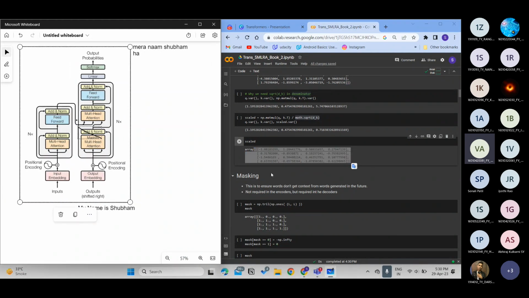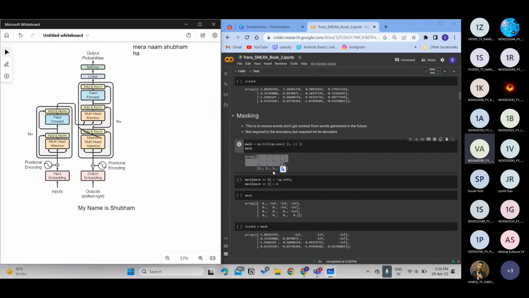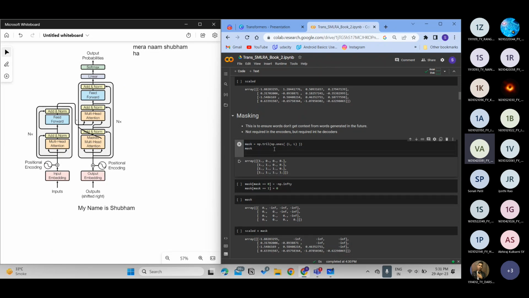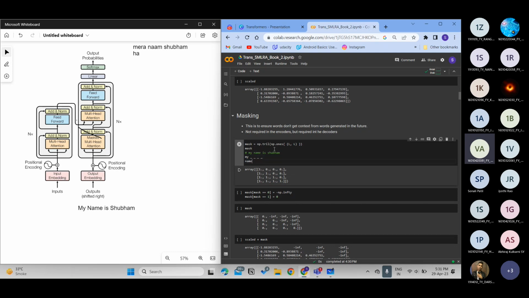Now comes the masking thing. I made a 4x4 array representing my sentence. I put all the values above the diagonal as 0 and all the values below the diagonal as 1. If I write the sentence here, "my name is", and give it to a decoder, initially it will know nothing, then it will know "my", but it doesn't know what the next word is. Next it will know "my" and "name", two things, but it won't know the next two words. To represent this, I added 1 for what we know and 0 for what we don't know while training.